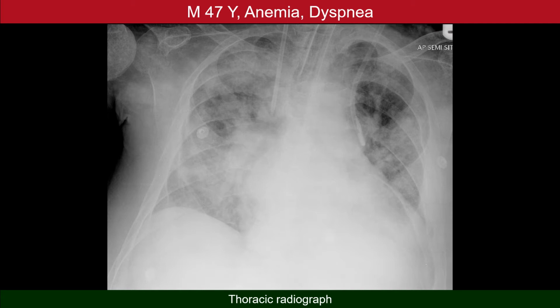This is a 47-year-old man with anemia and dyspnea. Observations. Number 1, there is bone expansion. The ribs are particularly swollen. They are larger than the intercostal spaces. The cortical bone is very thin, and the bone trabeculae are accentuated. This suggests that the clinically evident anemia is hemolytic.